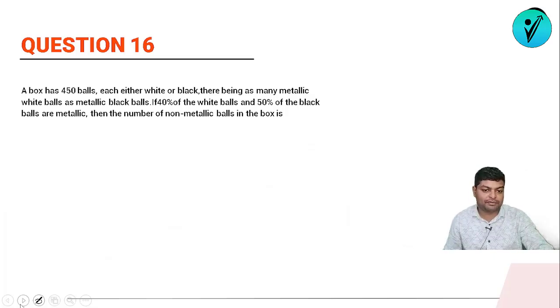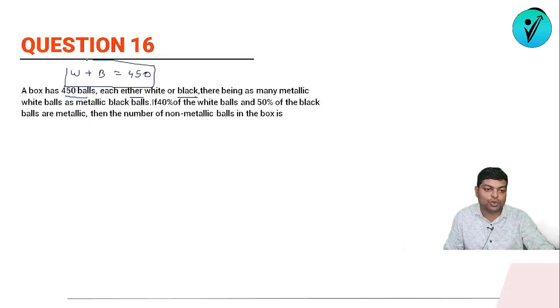सो इट इज फ्रॉम द चैप्टर्स, आई थिंक, परसेंटेज. व्हाट इट सेज? A box has total 450 balls, each either white or black. So total we have 450. And suppose we have W white balls and we have black B balls. Okay, so white and black balls, and the total number of balls is 450. When you will add all the white and all the black balls, the total count is 450. From the first line we have this data.